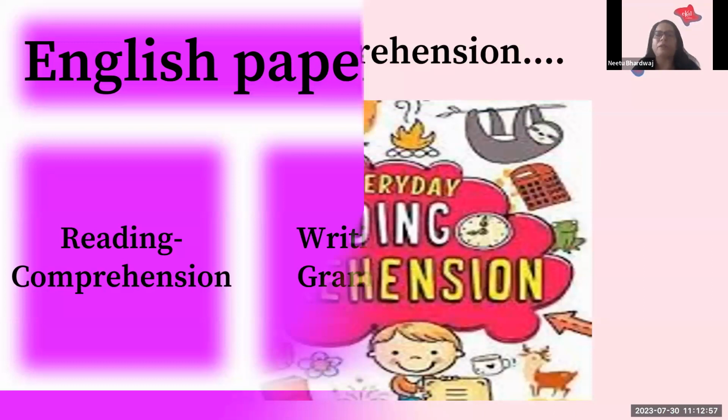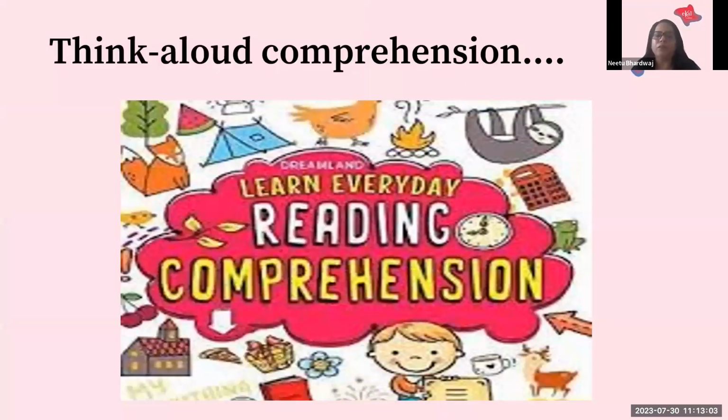Now, this activity is known as Think Aloud Comprehension. We are going to read this comprehension. We are going to solve this comprehension. Then I will send you to come back. Okay. Here we go. The title of the comprehension is The Three Fish. We can take turns. Am I audible? We can take turns.